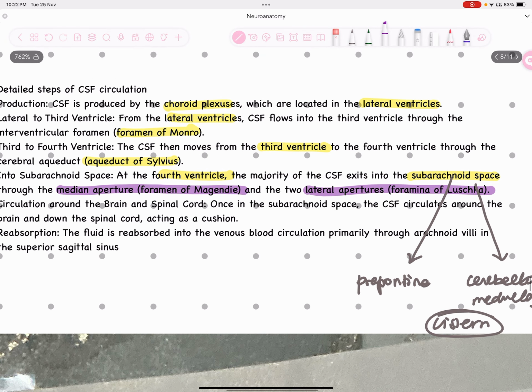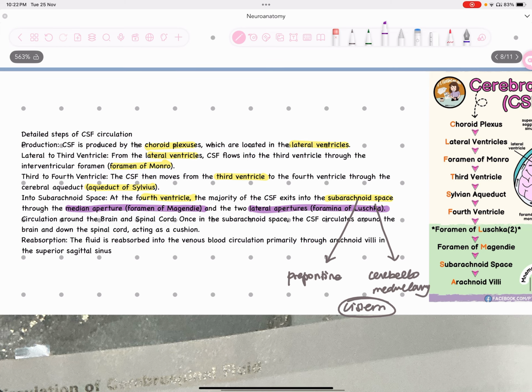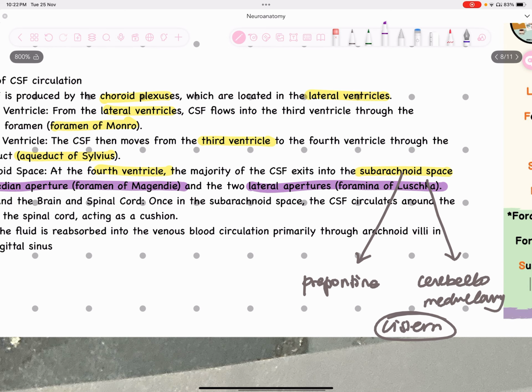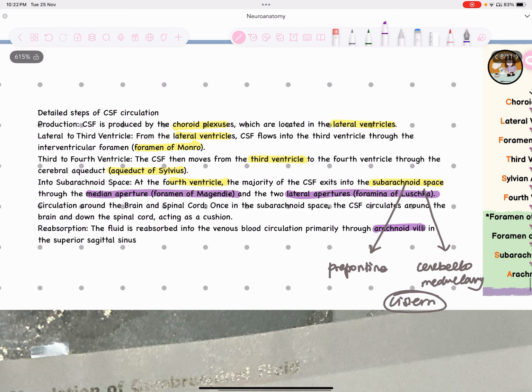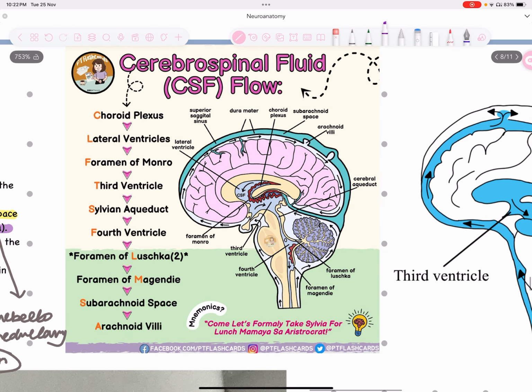Once in the subarachnoid space, the CSF circulates around the brain and down the spinal cord, acting as a cushion. The fluid is reabsorbed into the venous blood circulation, primarily through the arachnoid villi in the superior sagittal sinus. Now, this is the flow chart that'll help you remember.